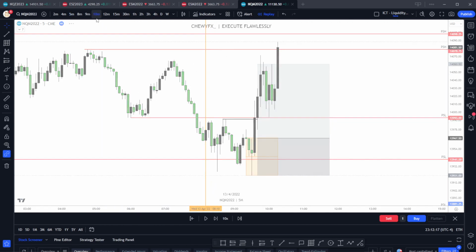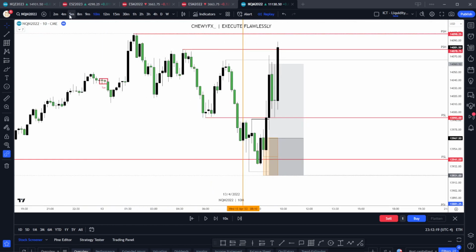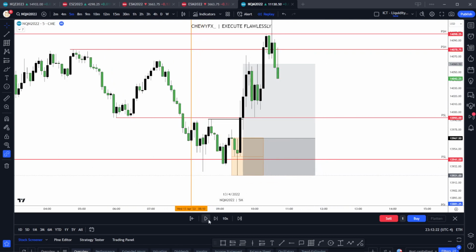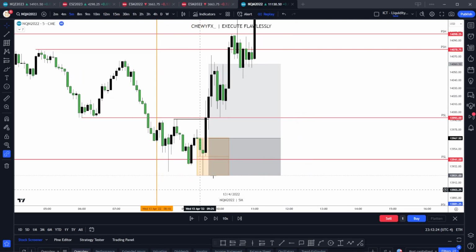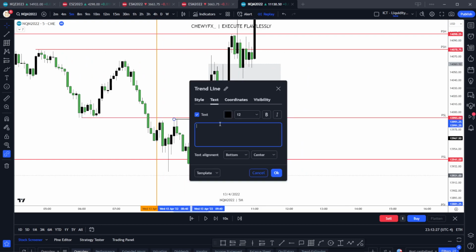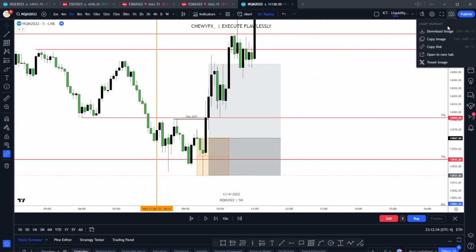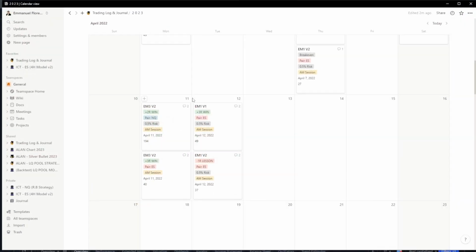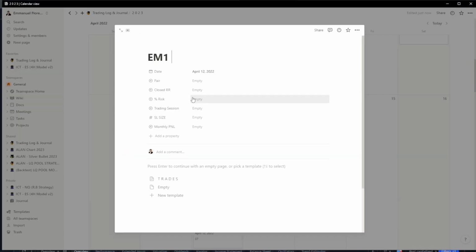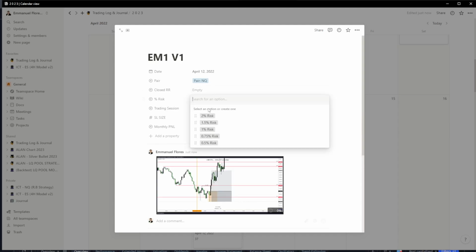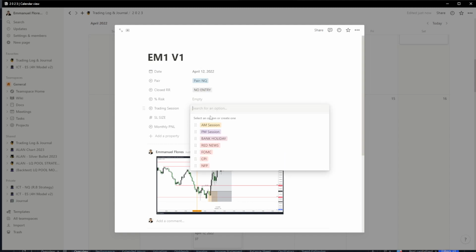It looks like we had a 10-minute breaker structure before it had an opportunity to tag our order block. For that reason, it's just no entry. So 10-minute MSS, and then 186. There's going to be no entry. So EM1 V1, pair NASDAQ, stop loss size 186. Pop that in there. We didn't risk anything because we had no entry, and this occurred in the AM session.